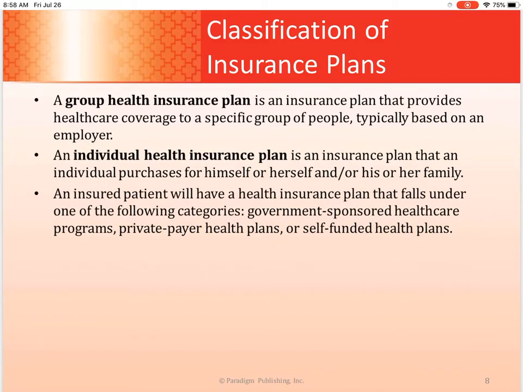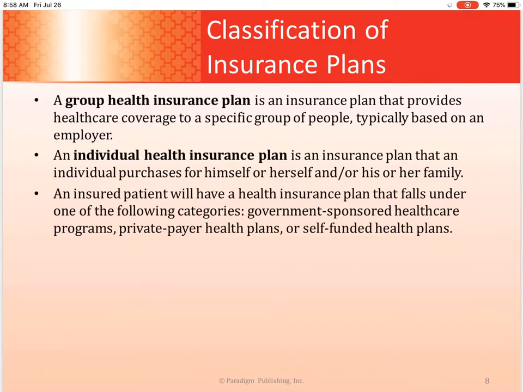So that's you going out purchasing your own insurance. Really not any different than you going out and finding someone to cover your car. You might shop around and find what car insurance plan is going to work best for you. You can do the same for your health insurance.